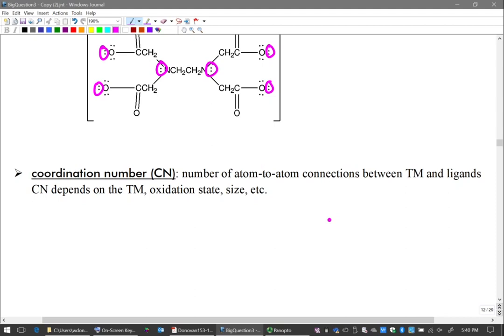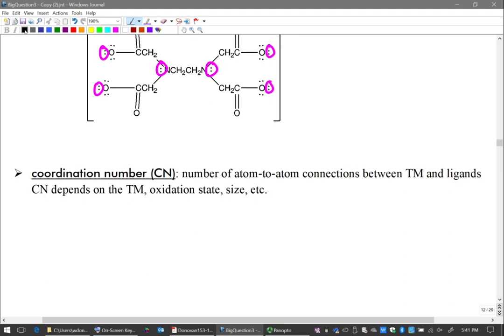Coordination number tells you how many bonds are there between the transition metal and the ligands. So, the number of atom-to-atom connections. It's not necessarily the number of ligands. Got to be careful on this. Sometimes people way oversimplify it and say, oh, it's the number of ligands. Not necessarily, especially not on the test, because there's always a question that's asked in a way that if you think that's what a coordination number is, you'll blow it. Coordination number tells you how many bonds between metal and ligands.